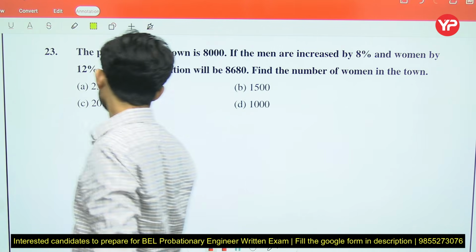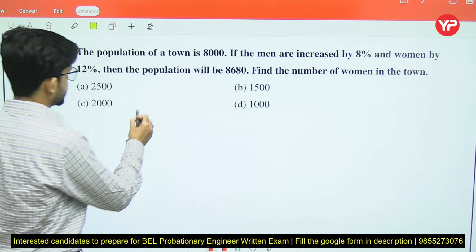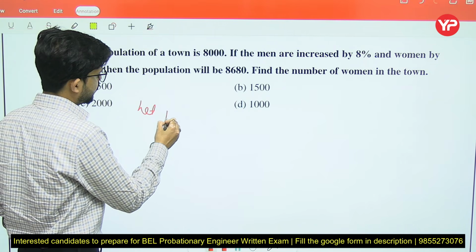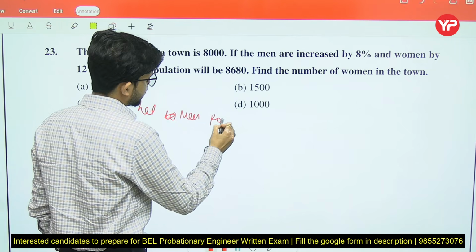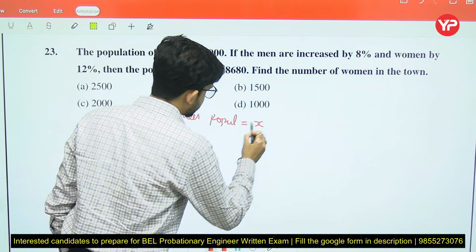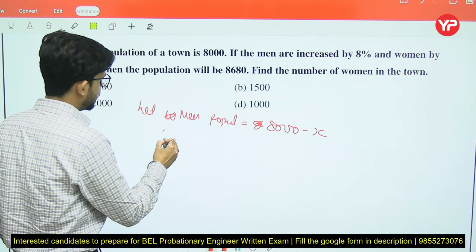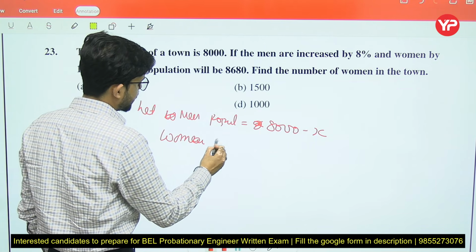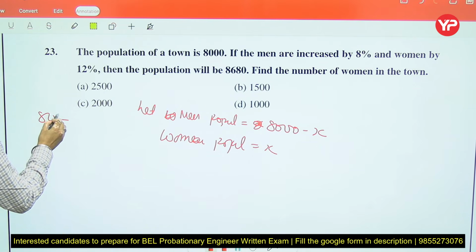The population of a town is 8,000. If the men are increased by 8% and women by 12%, then the population will be 8680. In this question, let first of all assume, let men population is equal to 8,000 minus x, and women population is equal to x. If we add both, we get 8,000. This is the total population.